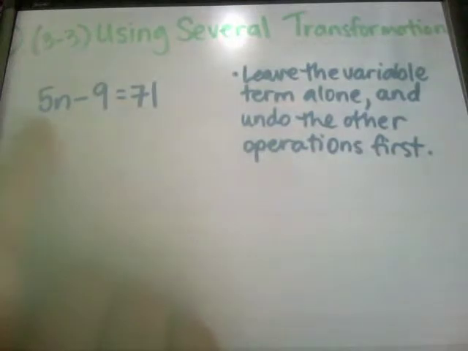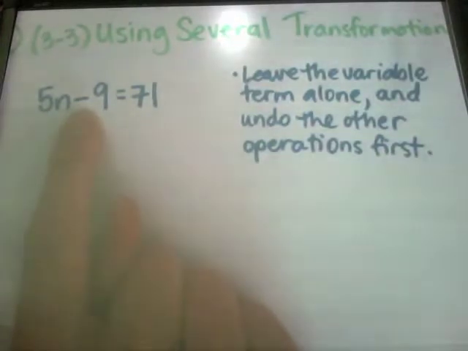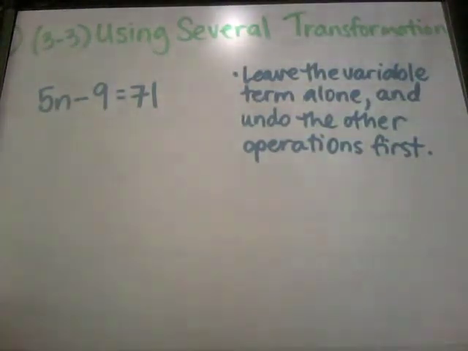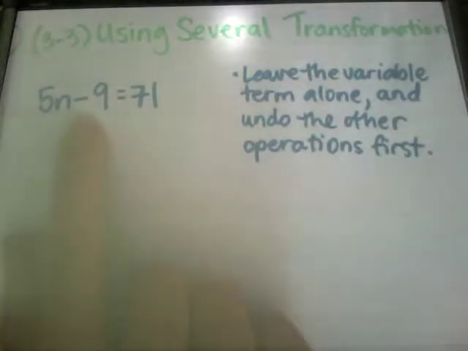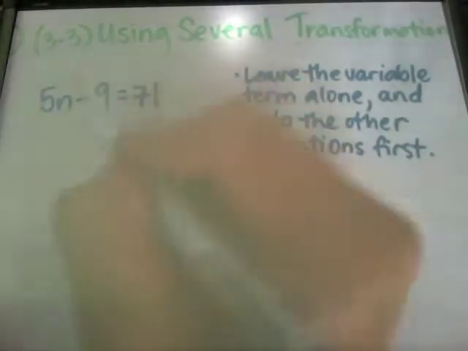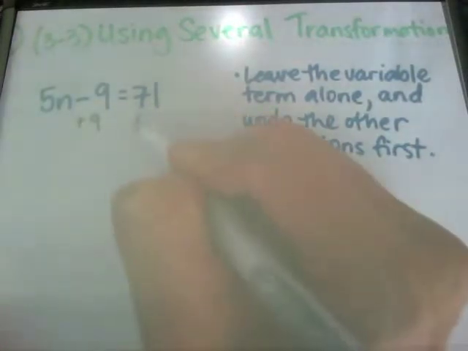But again, in this, I've got two operations here on the left side. I've got multiplication and I've got subtraction. So we're not necessarily following PEMDAS because we're not solving this yet. We don't know what n equals yet. But we're going to leave the variable term alone and undo the other operations first, which means for this example, I'm going to be starting with the minus 9. I'm going to undo that, just like before, by doing the opposite.